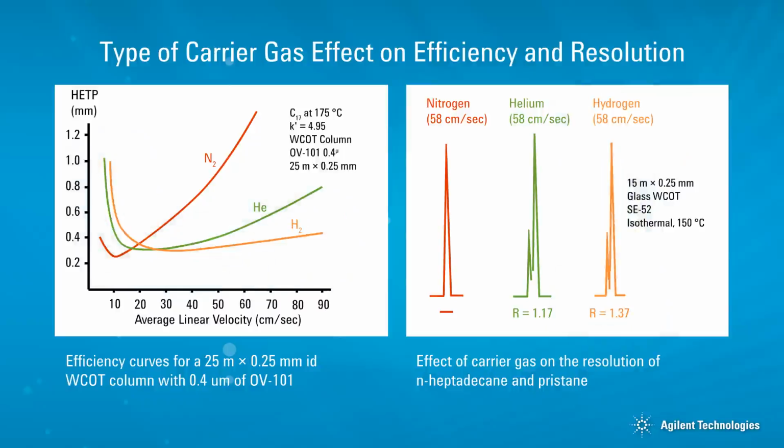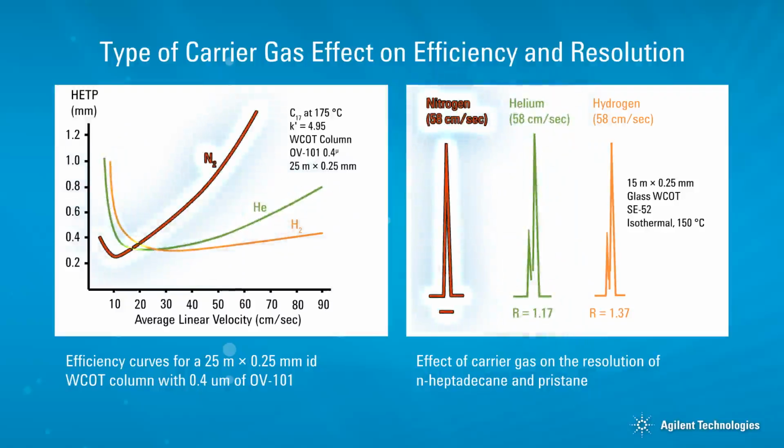Average linear velocity is defined as the column length in centimeters divided by the retention time in seconds of an unretained peak like air or methane. Optimum linear velocity for helium carrier is about 20 to 30 centimeters per second. For a 320 micron column, this translates into a column flow of about 1.5 milliliters per minute.